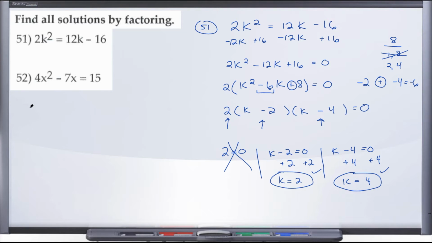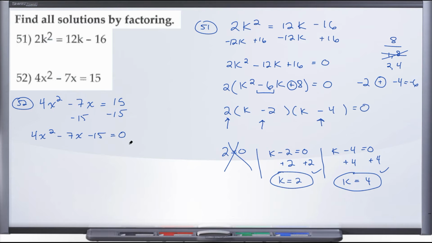All right, let's take a look here at 52. We are given 4x squared minus 7x equals 15. First things first, we want to make sure that all of our terms are on one side and that the equation is set equal to 0. So let's subtract 15 from both sides. And that'll give us 4x squared minus, oops, not 17, but 7x minus 15 equals 0.